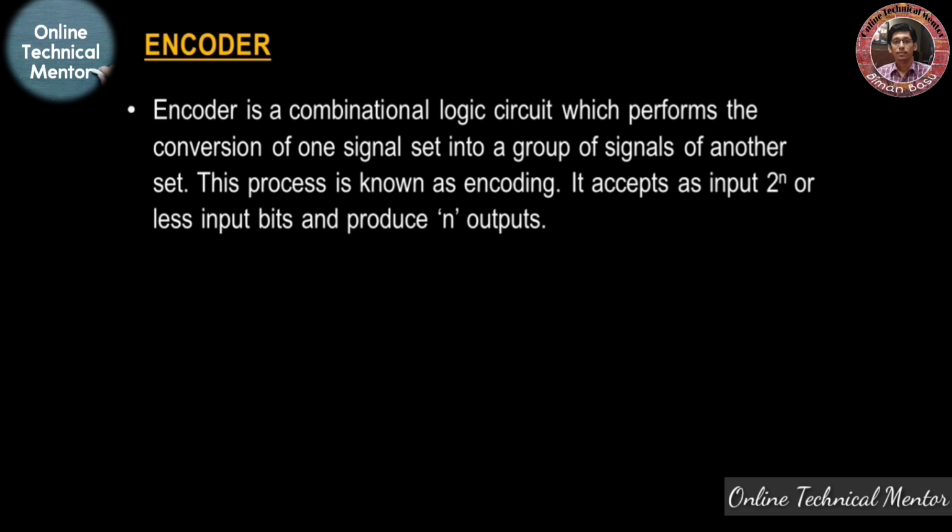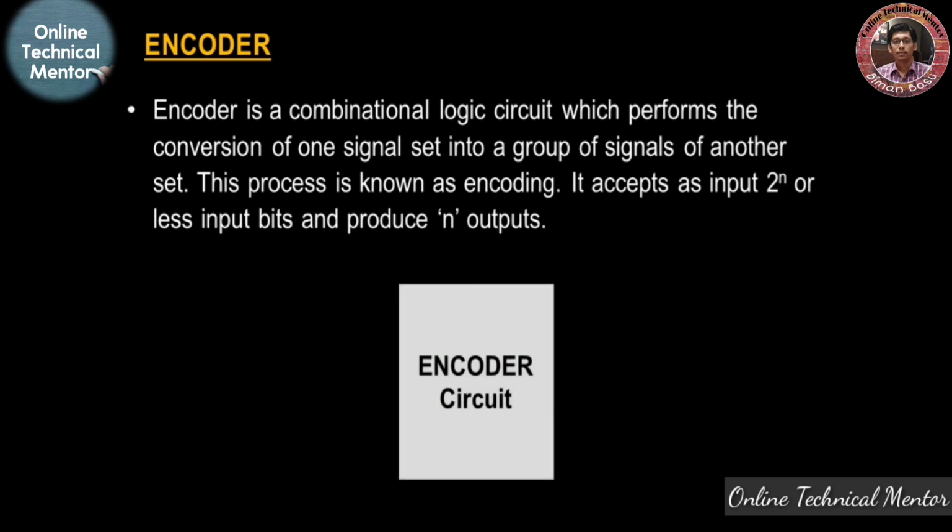As I have already said, the encoder circuit converts one set of signals to another form. But the last line is very important. It accepts 2 to the power n, or it may be less than 2 to the power n, input bits and produces n outputs. Now look at the block diagram of the encoder circuit.